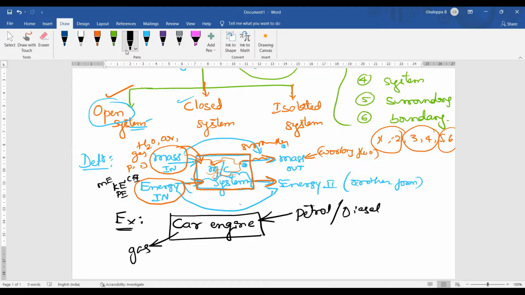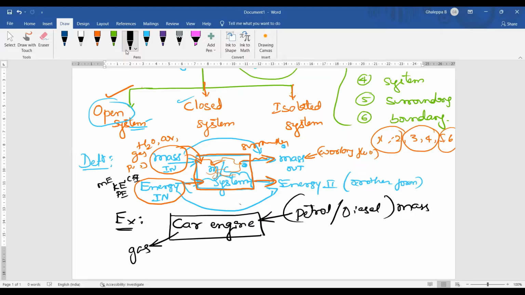And dear students, always don't think that petrol should go inside and petrol should come outside. It is not like that. Some kind of mass interaction. The water is going inside, vapor may be coming outside. Petrol is going inside, gases are coming outside. Gases are going inside, some water is coming outside. So there must be some mass interaction.